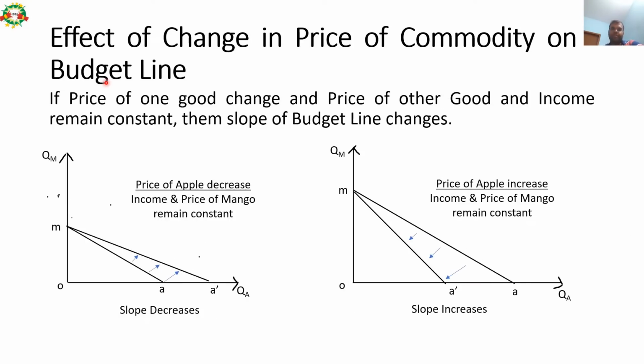The effect of change in price of a commodity on budget line. If price of one good changes and price of the other good and income remain constant. Say price of apple changes, and income of the customer and price of mango remain constant, for example. Then how will the budget line move with change in price of apple?